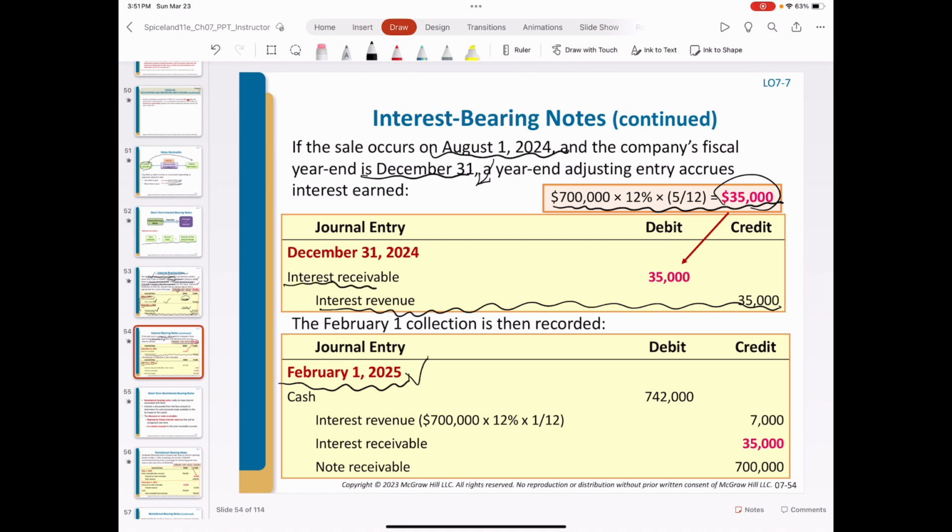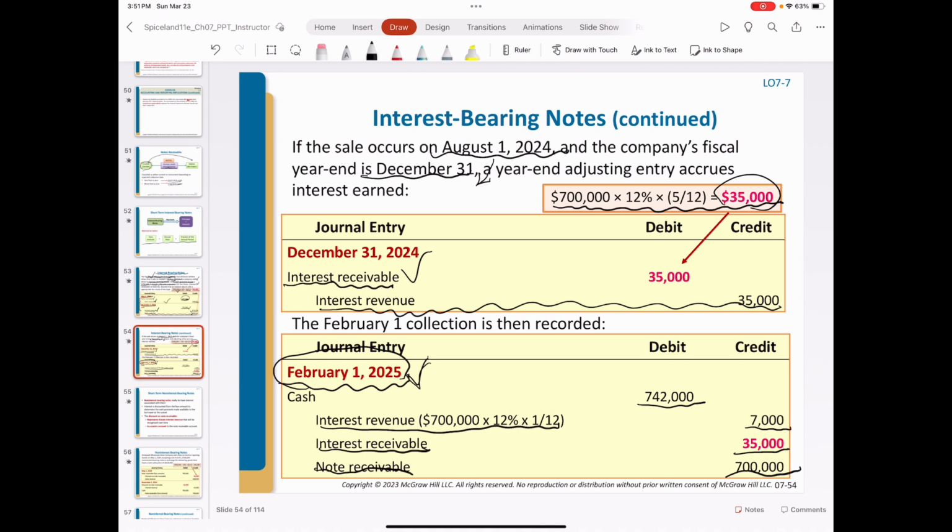So right now, on December 31st, the company recognized an interest receivable. Next year, on February 1st, when this note is due, we'll see the borrower or the customer make the same amount of payment as this one. This amount pays the principal, with a credit to notes receivable, and pays the interest receivable that was recognized in 2024, and the last month's interest revenue earned in 2025. On February 1st, that's 1 month from January 1st.